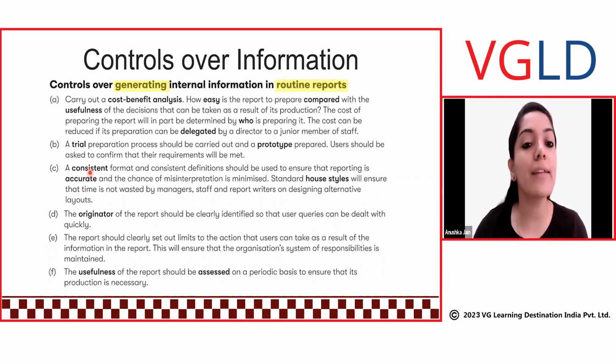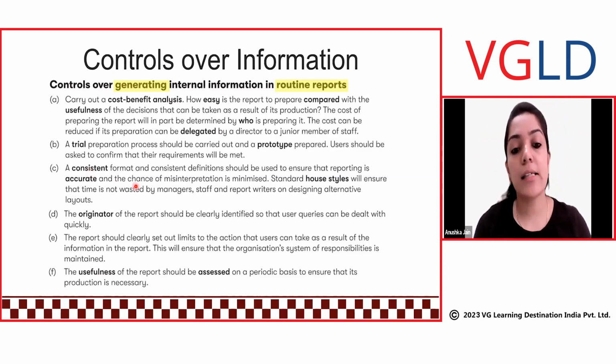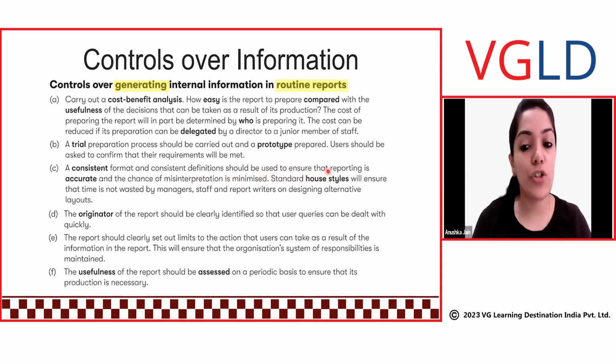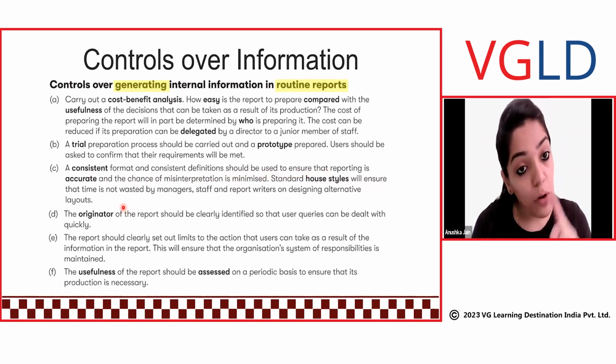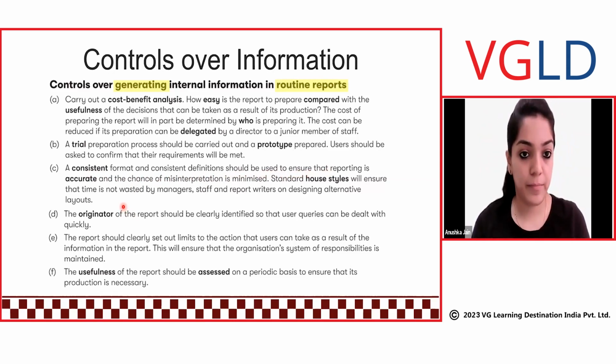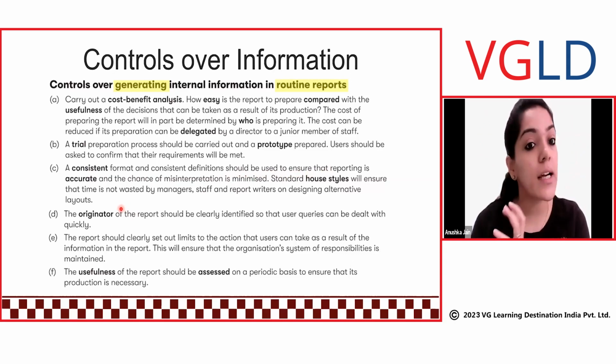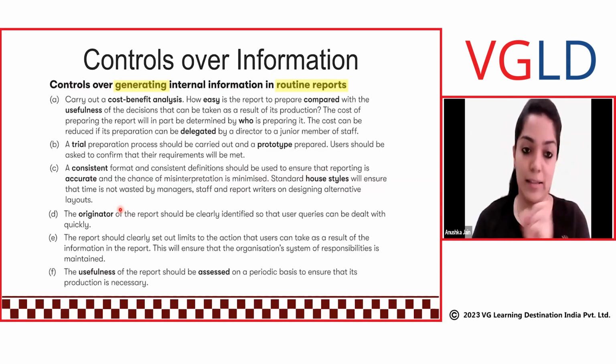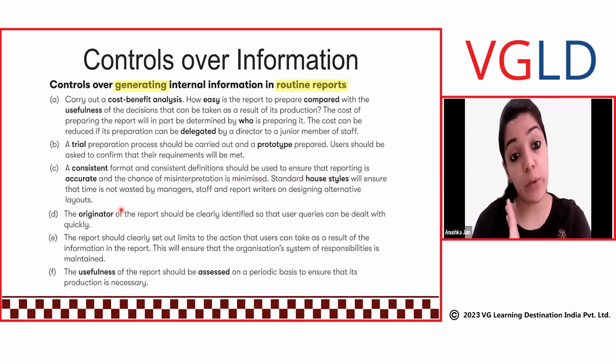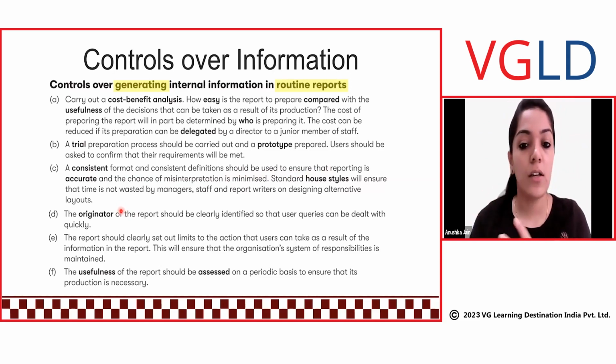So for routine activities, obviously there is an expectation of consistency. A consistent format and consistent definitions should be used to ensure that reporting is accurate and not misinterpreted. Otherwise the CFO might start to think that whenever the results are bad, she is trying to hide some information, and when the results are good, she is trying to give extra information. So that type of misinterpretation can come.